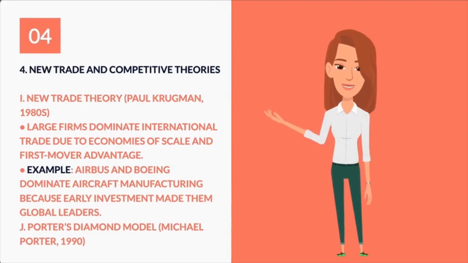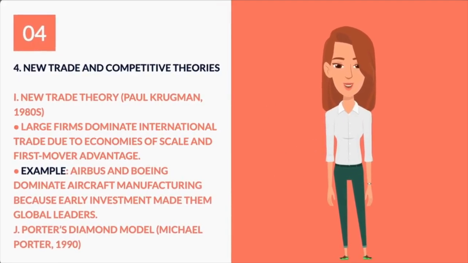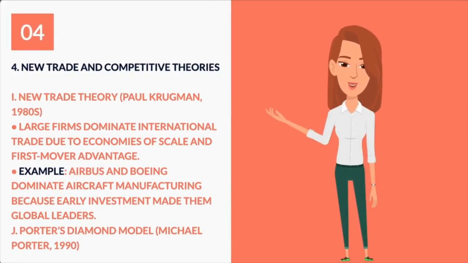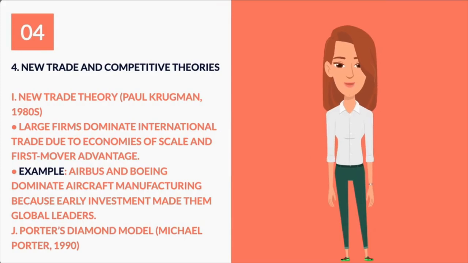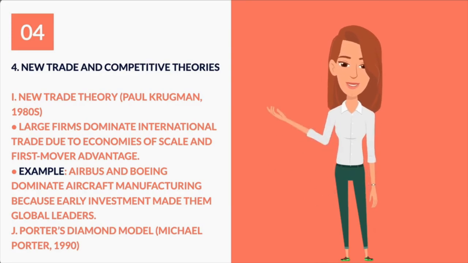New trade and competitive theories. I. New trade theory, Paul Krugman, 1980s. Large firms dominate international trade due to economies of scale and first-mover advantage. Example: Airbus and Boeing dominate aircraft manufacturing because early investment made them global leaders.